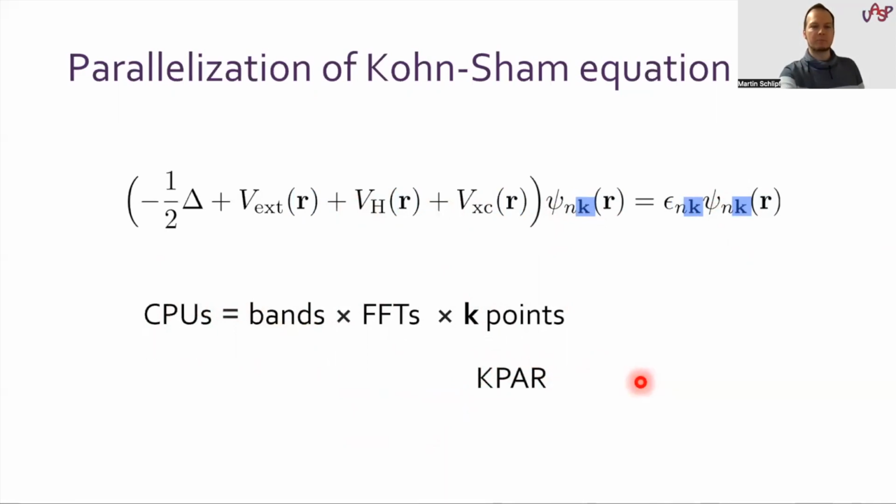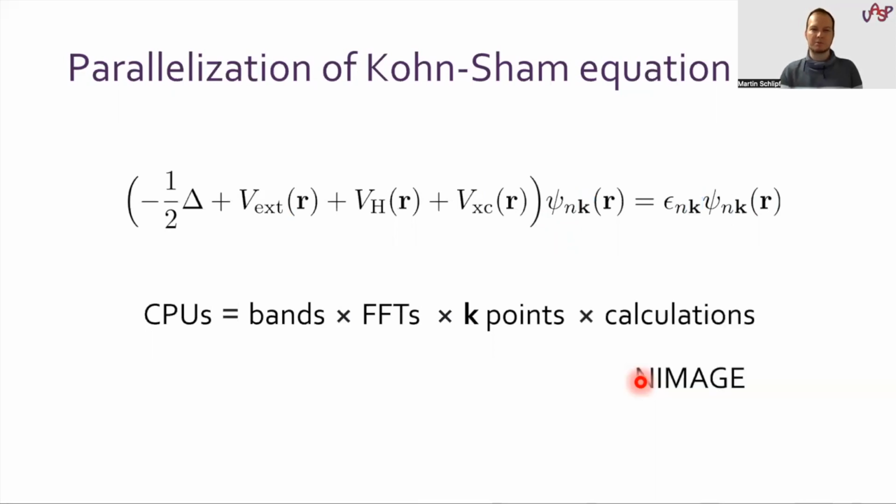And finally, in some situations, you even want to run multiple independent VASP calculations. One such example would be the nudged elastic band method. And if you have this case, you can run these multiple VASP calculations with this IMAGES tag. And this gives you the most embarrassingly parallel way to add more CPUs to attack your problem. So you can parallelize over the band loops, the grid points, or the FFTs, the k points, and over independent VASP calculations. And this gives you then the total number of CPUs.